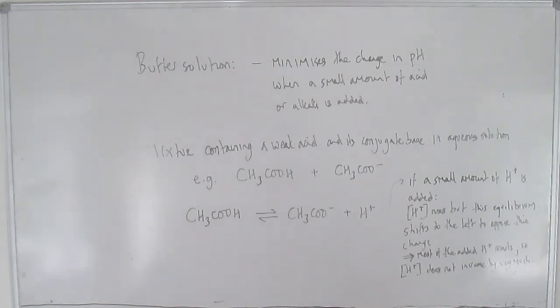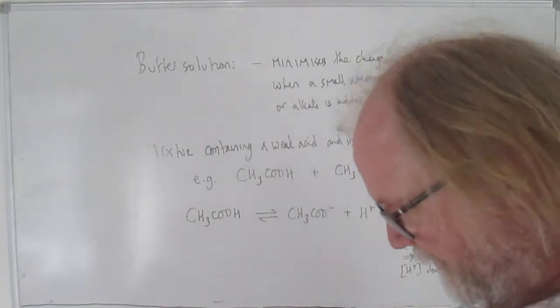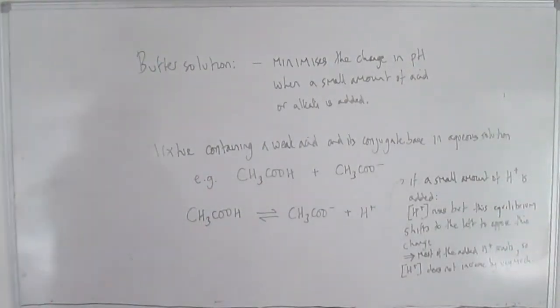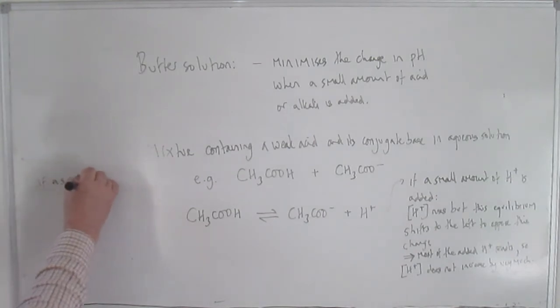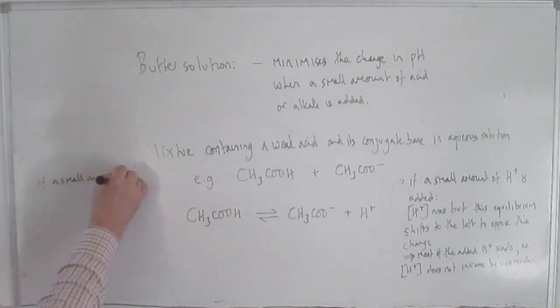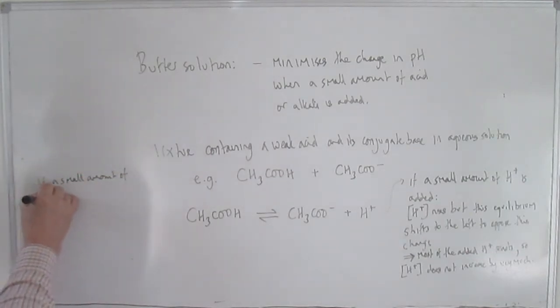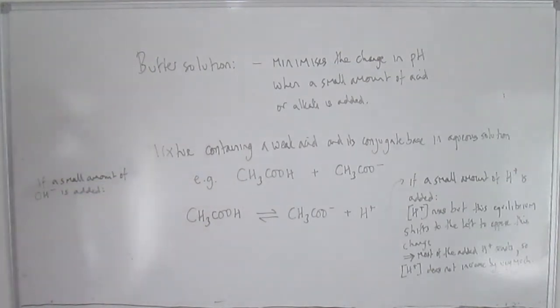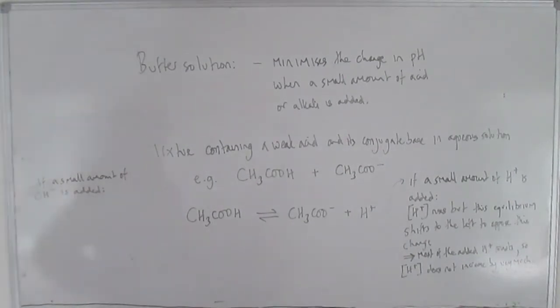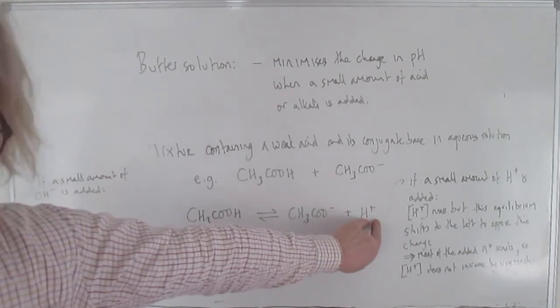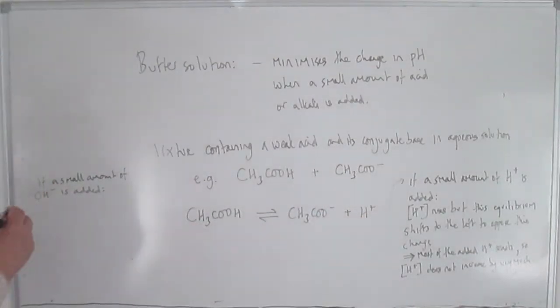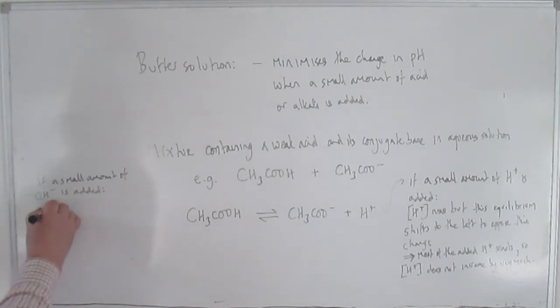What about if alkali is added? Let's have a think about that. So if a small amount of OH minus is added, that's not so immediately obvious, because that equation doesn't contain OH minus, so you think, well, that's not going to therefore affect the equilibrium. But of course it is, because if you add OH minus, it will react with the H plus in the mixture.